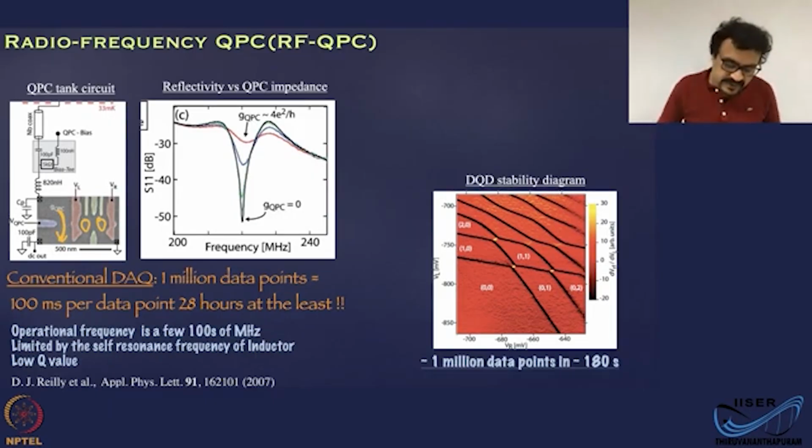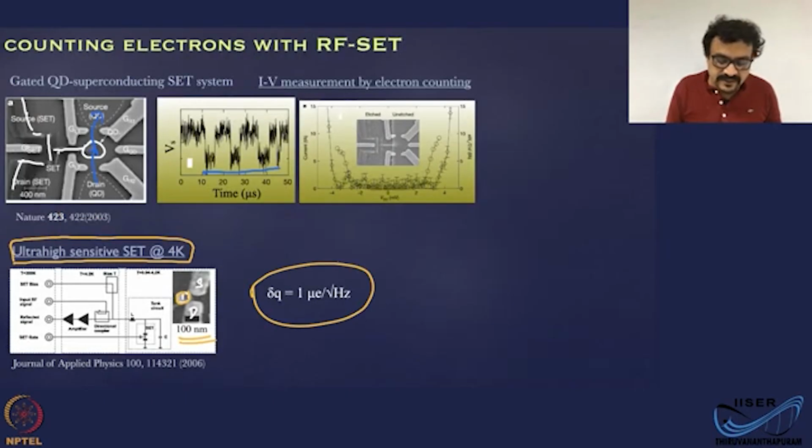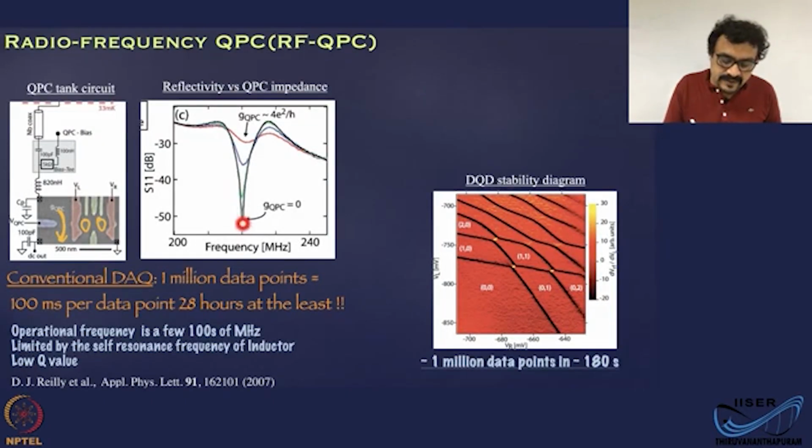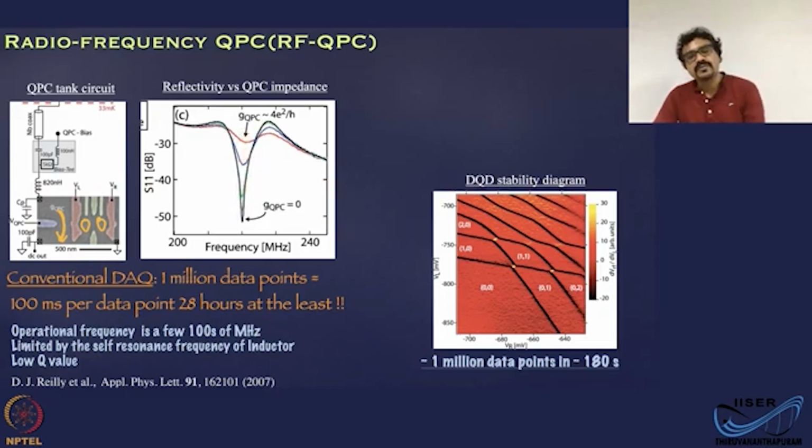And this quantum point contact is connected to a tank circuit, and you are observing the reflected signal. The resonance for this tank circuit is around 230 megahertz. It's not in gigahertz. And you can see, as a function of the device impedance, the reflectivity of the tank circuit is changing. This is the reflectivity S11 of the tank circuit taken at various operational points for the QPC.